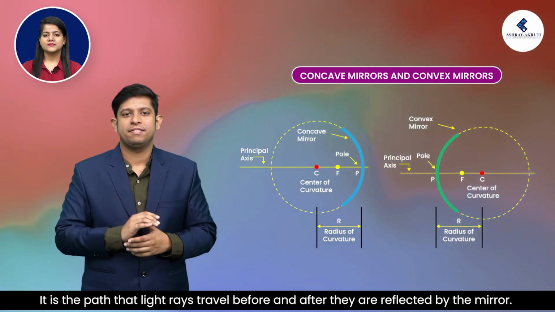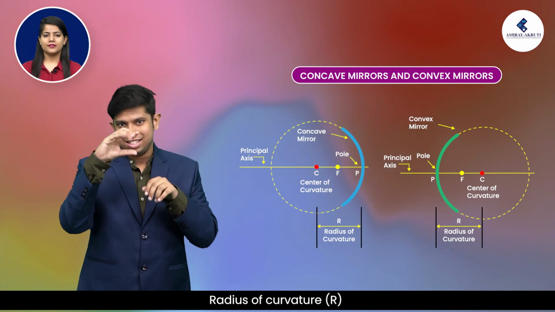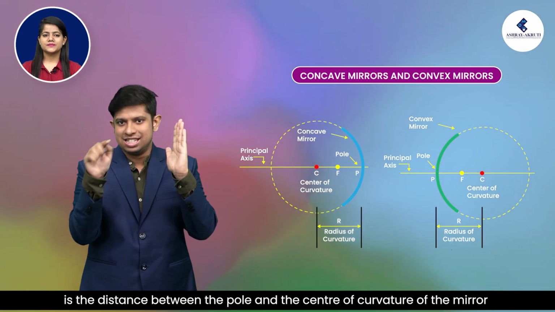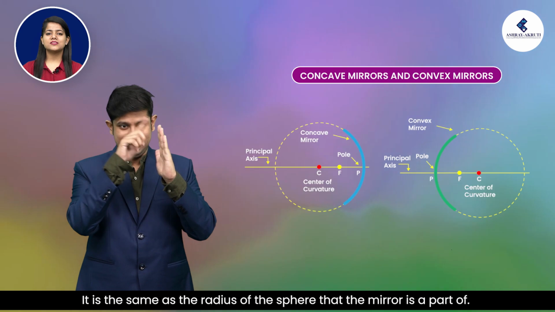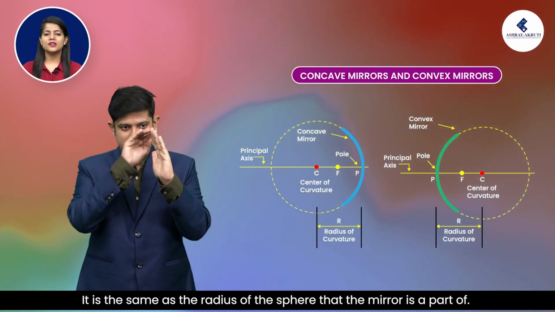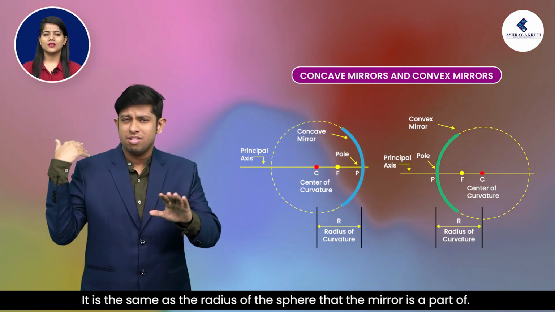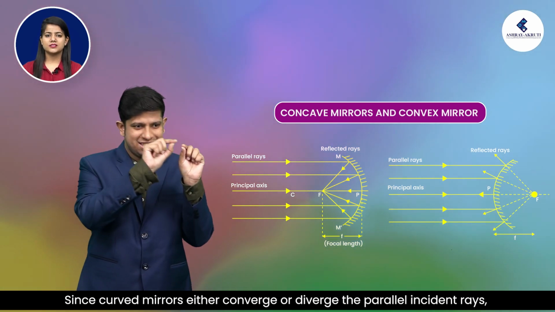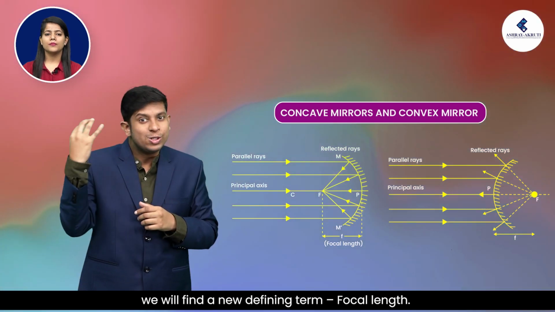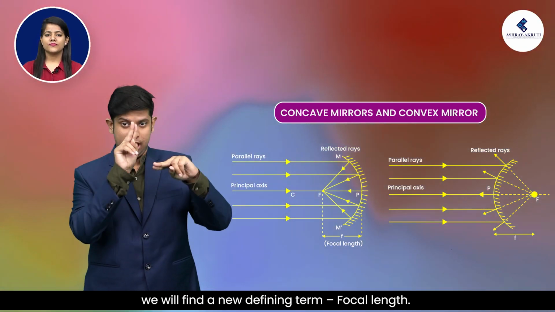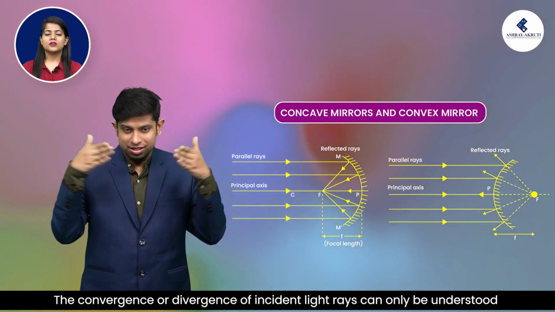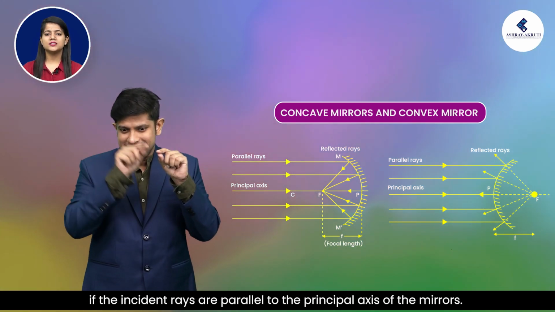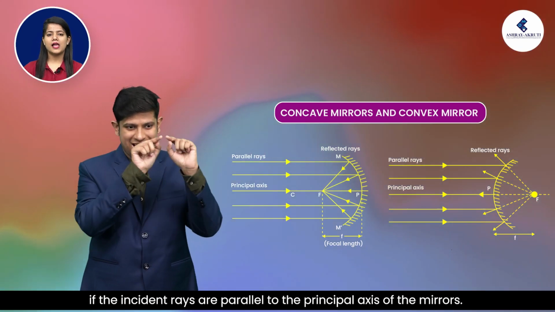Radius of curvature, R, is the distance between the pole and the center of curvature of the mirror. It is the same as the radius of the sphere that the mirror is a part of. Since curved mirrors either converge or diverge the parallel incident rays, we will find a new defining term, focal length. The convergence or divergence of incident light rays can only be understood if the incident rays are parallel to the principal axis of the mirrors.